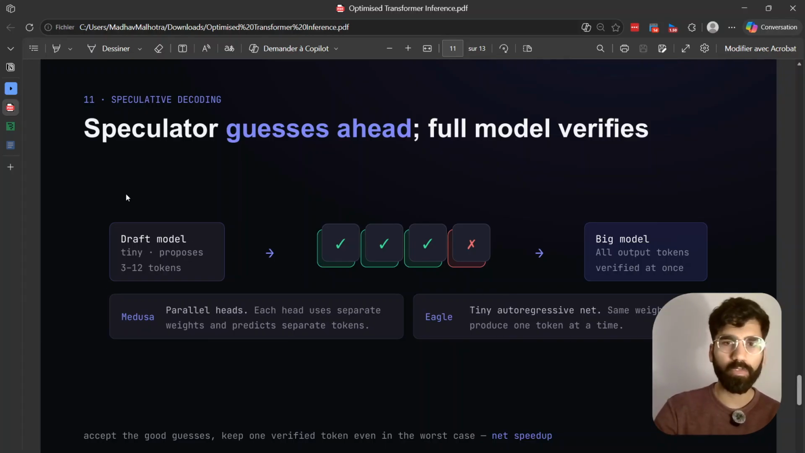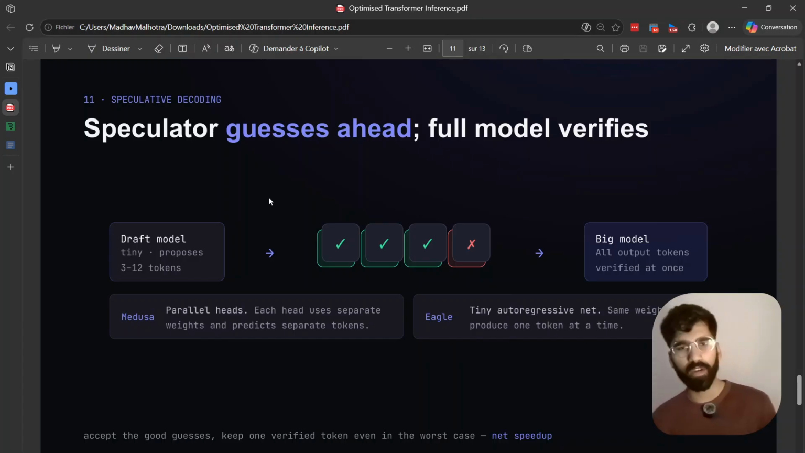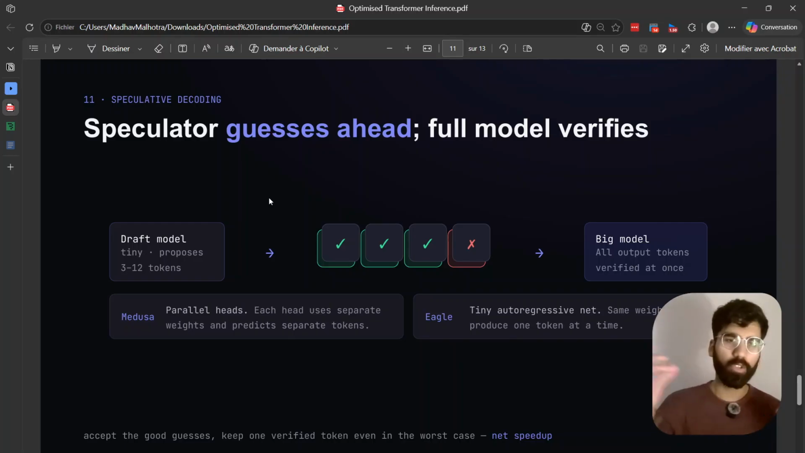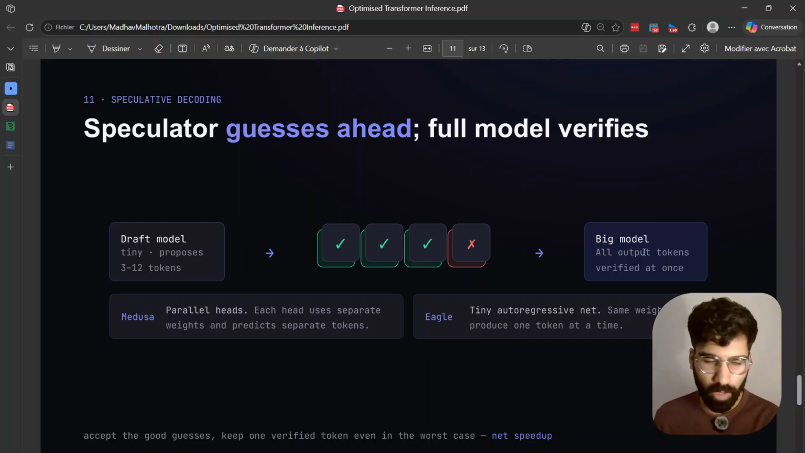So these tiny draft models, they're not too complicated. The basic architecture seems to make sense. You take some input, whether it's a fixed input or iterative inputs, and then you generate these multiple tokens. But then what about the big model? What about the full transformer? How do we get it to verify tokens instead of just generating a single token?